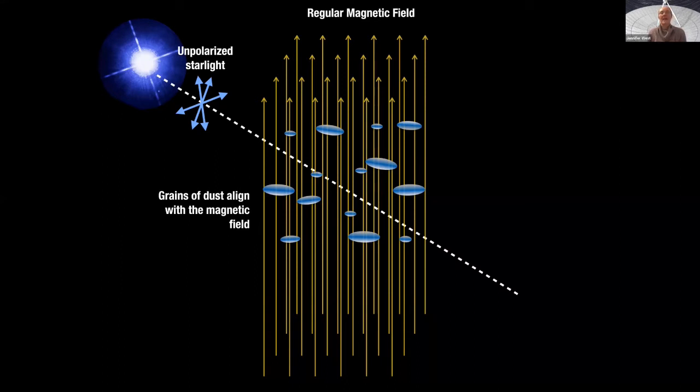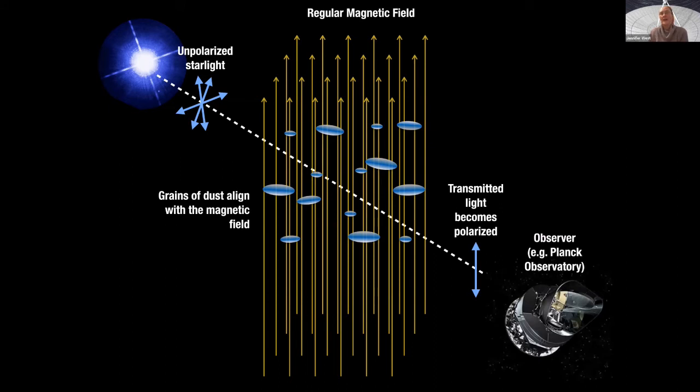magnet. And what happens is, as the starlight passes through this region of space, the light actually becomes polarized. So the light that passes through this region goes from being unpolarized to being polarized. And its orientation of polarization matches our magnetic field. And so if we can measure the orientation of the polarized light, we can actually infer what the magnetic field was doing as it passed through.